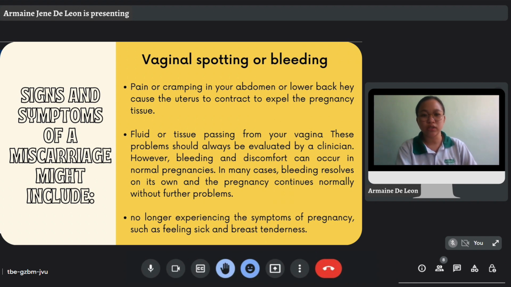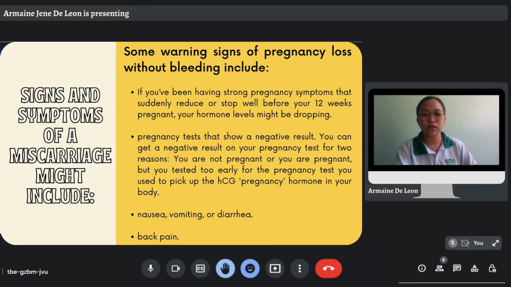No longer experiencing the symptoms of pregnancy, such as feeling sick and breast tenderness. Some warning signs of pregnancy loss without bleeding include: if you are having strong pregnancy symptoms that suddenly reduce or stop before you're 12 weeks pregnant, your hormone levels might be dropping. Pregnancy tests that show a negative result.